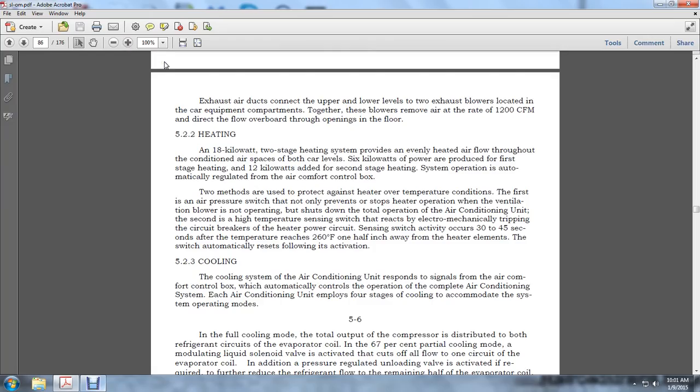Air ducts connect the upper and lower levels of the two exhaust blowers located in the car equipment compartments together. The blowers remove the air at a rate of 125 CFM directly overboard through the openings of the floor.